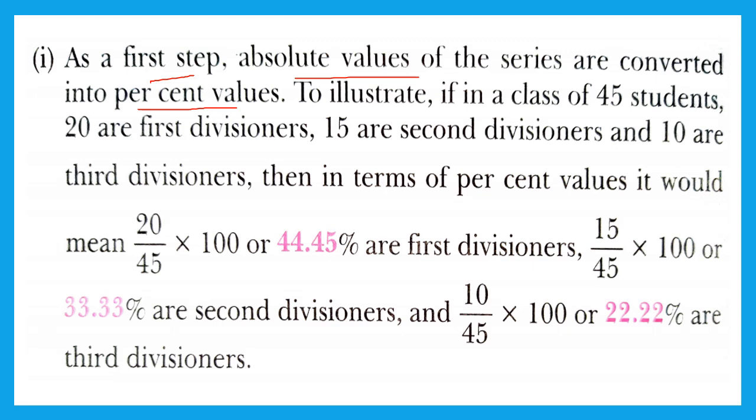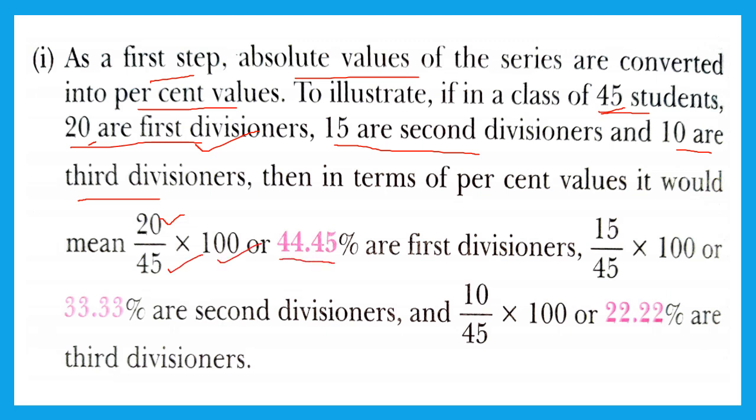See, if in a class there are 45 students, total number of students 45, 20 are first divisioners, 15 are second divisioners, and 10 are third divisioners. Now, how will you convert these absolute values into percent values? For first divisioners, you will divide 20 by 45 into 100.